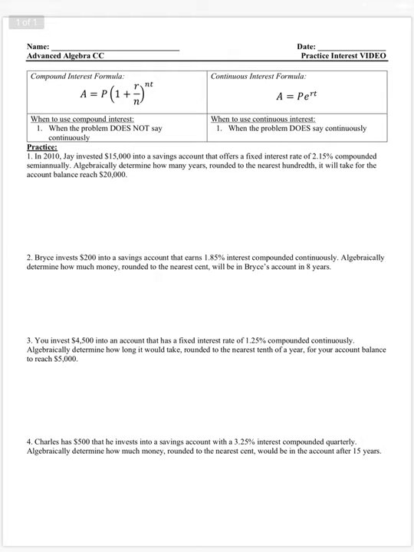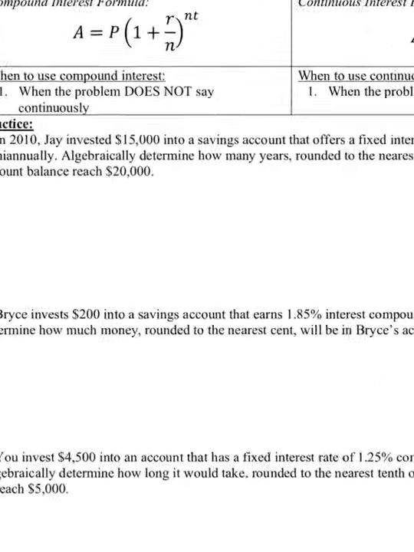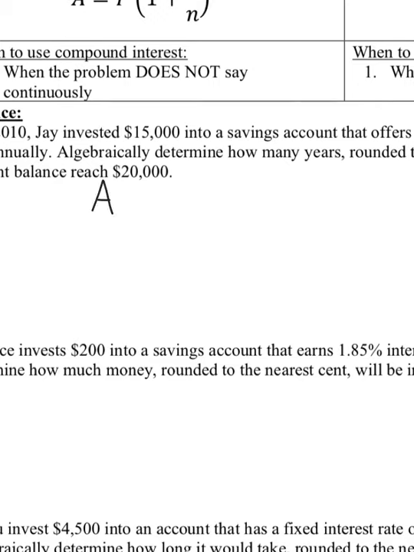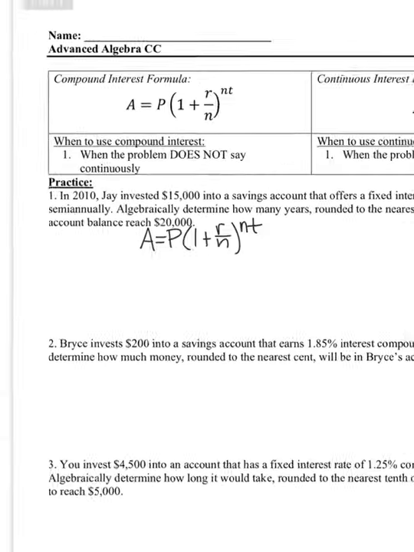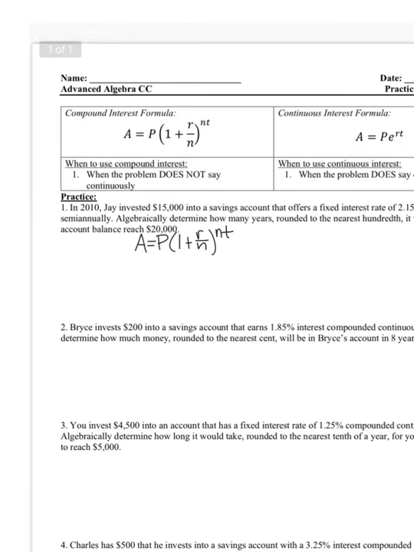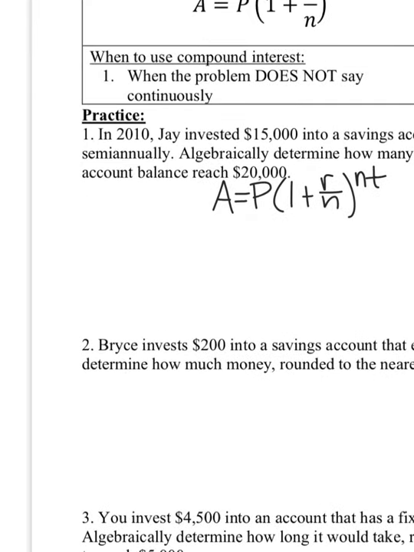Okay? So if we read our first example: in 2010, Jay invested $15,000 into a savings account that offers 2.15% compounded semi-annually. Compounded semi-annually is not compounded continuously, so you're going to use the compound interest formula, A equals P(1 plus r over n) raised to the nt power. If we keep reading, it says algebraically determine how many years it will take for the balance to reach 20 grand. How many years means that you're solving for t.